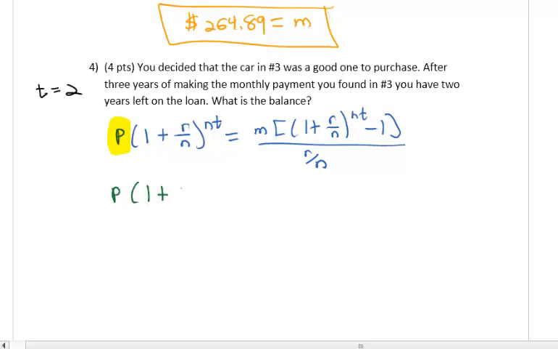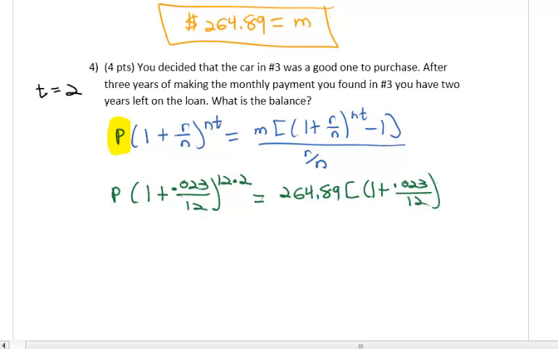Times 1 plus the interest rate is still 0.023 over 12, to the 12 times, there are 2 years left on the loan, equals the regular payment that we just found in number 3, which was $264.89, times (1 plus 0.023 over 12) to the 12 times 2 years left on the loan, minus 1, all over 0.023 divided by 12.